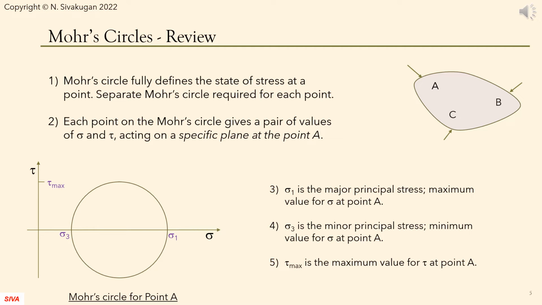Mohr's circle fully defines the state of stress at a point. Every point in the body is under different stresses and hence requires separate Mohr's circle. We still can draw many Mohr's circles, representing different points in the same sigma tau space.